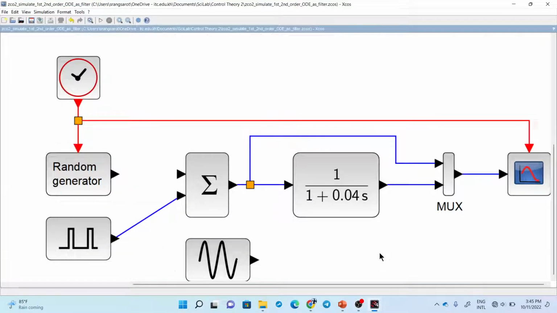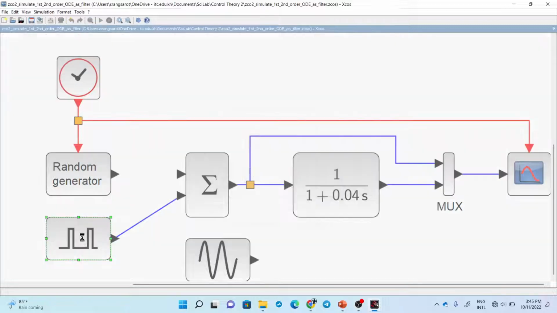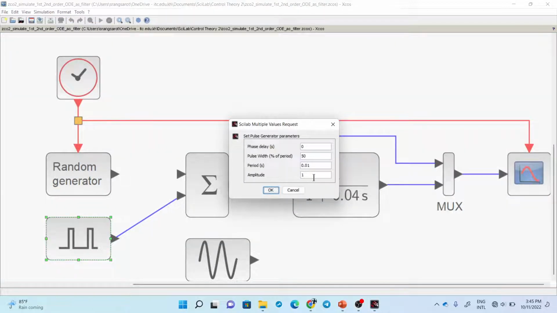Okay, so let me show how you configure parameters for each block. First you have the input signal as a pulse. In this pulse, the amplitude is 1, which means when you fully turn on, the input voltage level is 1. And of course when you switch off the K, it will completely turn off, so it drops to 0. And this is the period of a full set of switch on and off. It's 10 milliseconds.